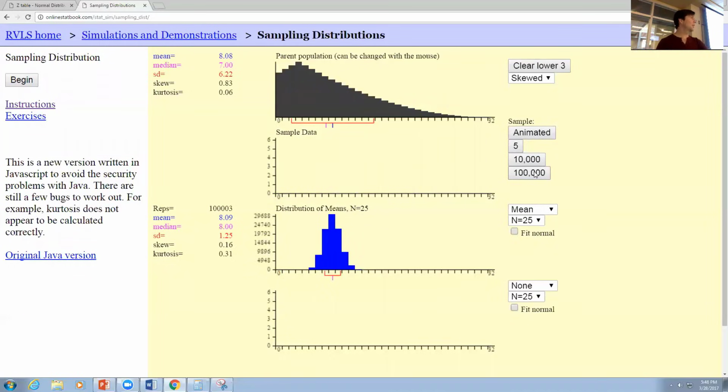And do you see how it's tighter and more normal? That is the central limit theorem. And that's why we want the conditions to apply, because we can use the empirical rule once again. And I know it says 25, but we're pretending it says 30 because I can't change that.